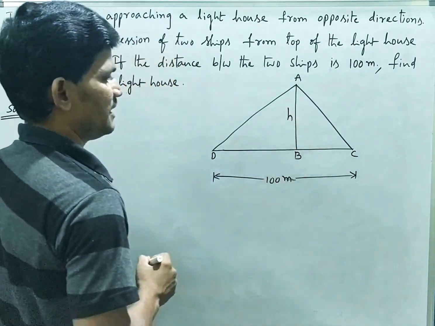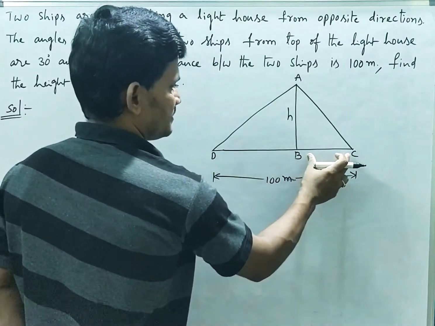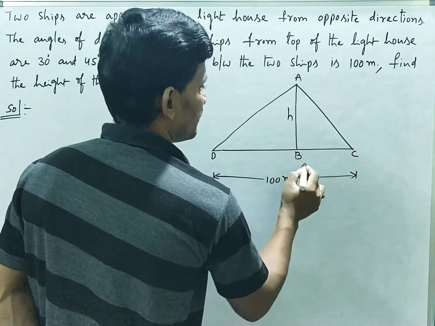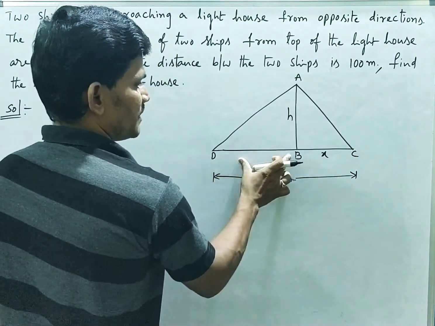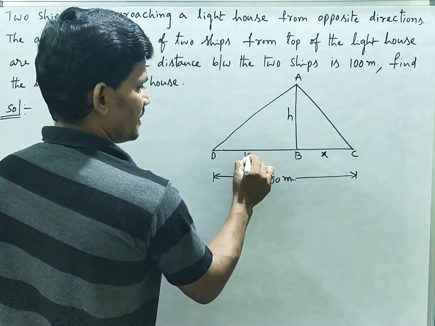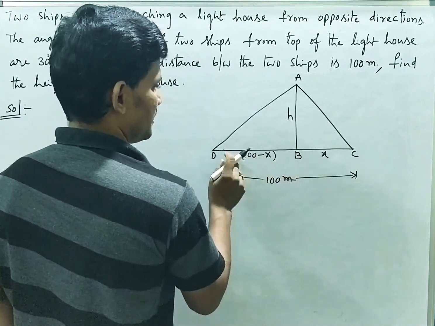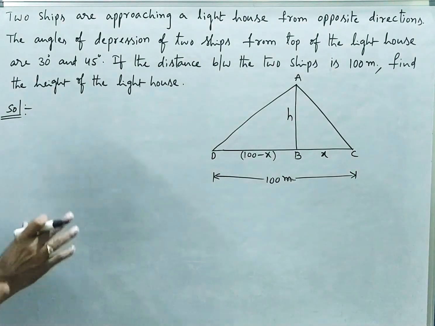Let the height be h, and let the distance from the ship at C to the lighthouse be x. And as you know, the sum of these two segments is 100, so if it is x, BD is 100 minus x. Let us write what each represents.